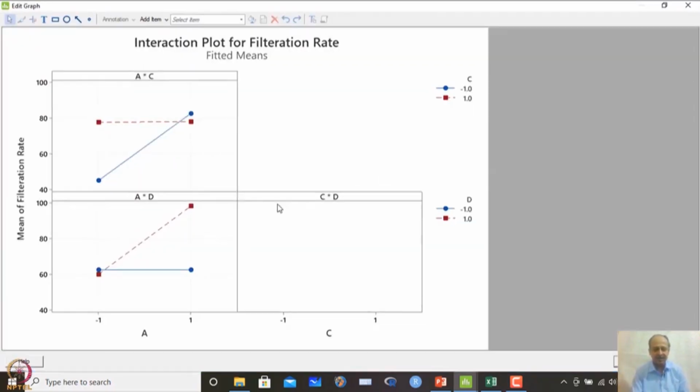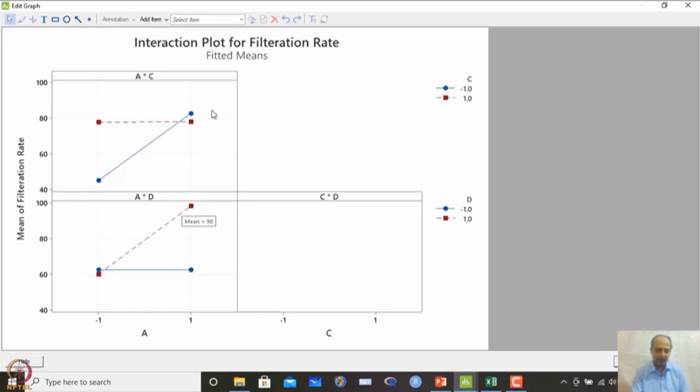In this case, if you have to maximize filter rate, what is required is that C is -1, and also we can see that A is at +1, so A at +1 and C at -1 is the combination that we are seeing over here. Okay. And in the case of D, D is at +1 over here.